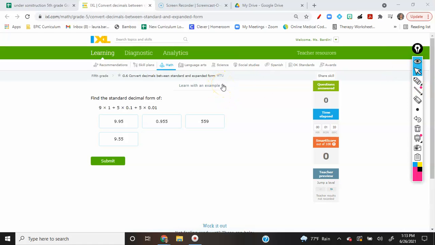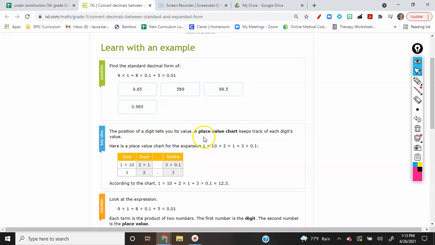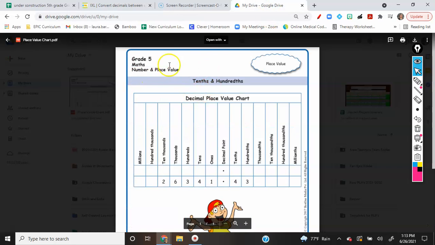I'm always going to encourage you to learn with example. Anytime you see the learn with example, please take a moment to look over it, okay? So I see it talks about a place value chart. Well, if you've been working with me, we have a place value chart. You either have it already printed off or you know where to retrieve it if you're one of my students. If not, I just want you to Google any fifth grade place value chart, okay?